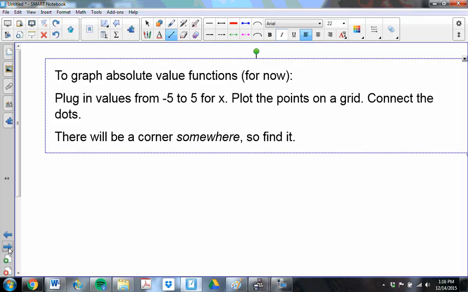So to recap, with absolute value functions, you just plug in numbers from negative 5 to 5. There's lots of points on a grid, and then you connect the dots. There will always be a corner somewhere, so make sure you find that corner. There's always going to be a corner.